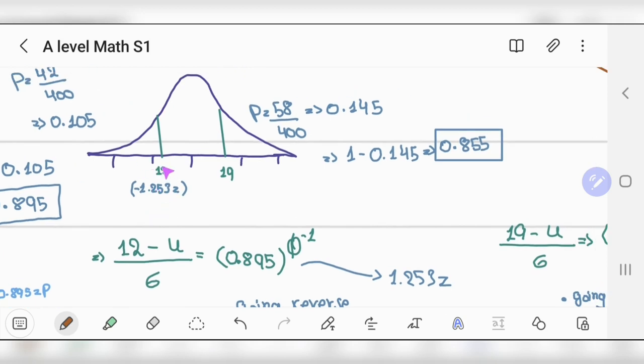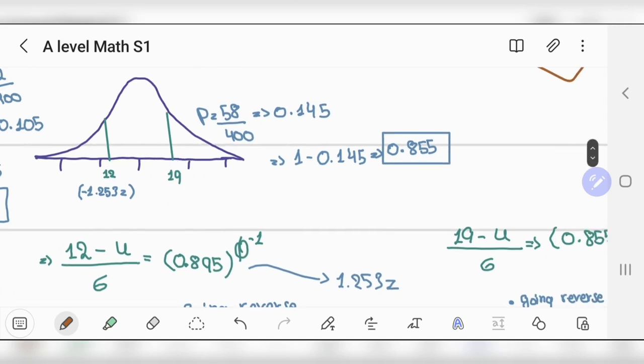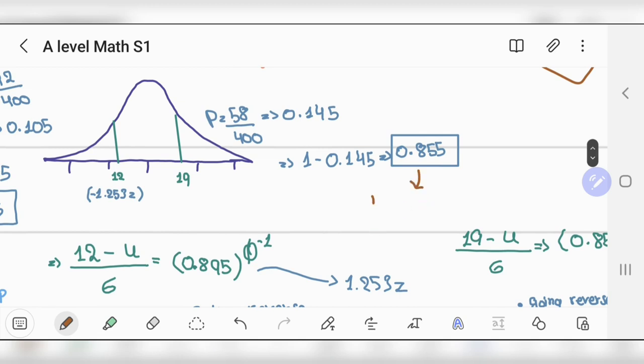Okay, so we have found the z-score for this one. Same thing, we can also find the z-score for this one as well. We know that the probability of this is this one, but after doing minus, the probability of this is here. This one means that P(X) is less than 19, and this one means that P(X) is greater than 19. Okay, so we are using this.